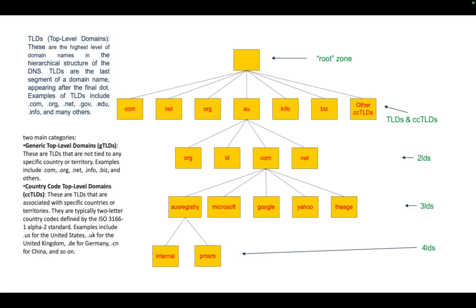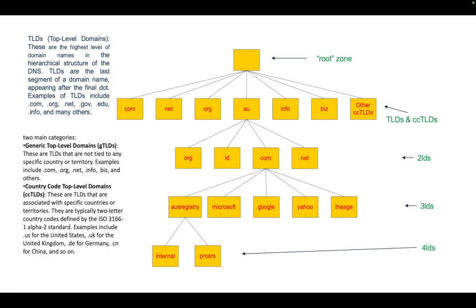If you look into the technical detail, on the top there's a dot. Beneath the dot there are top level domains, which are called TLDs or CC TLDs: .com, .net, .org, .au, .info, .biz, and other CC TLDs.